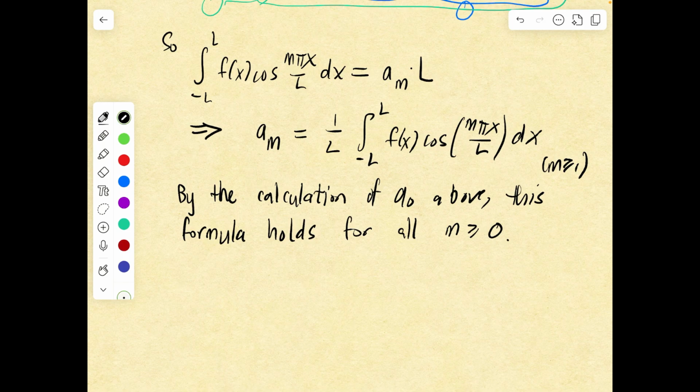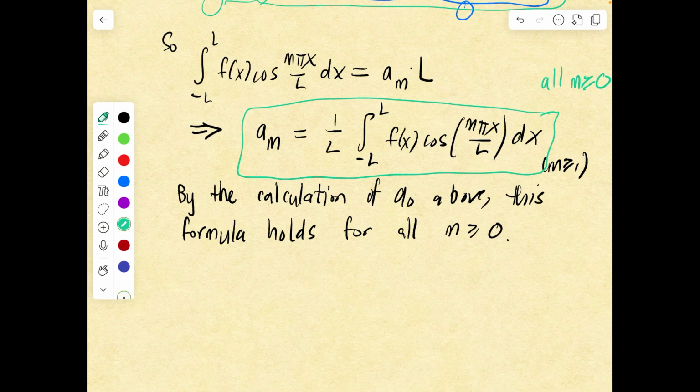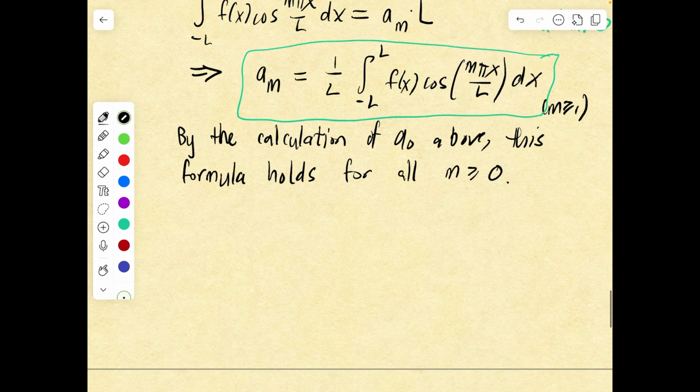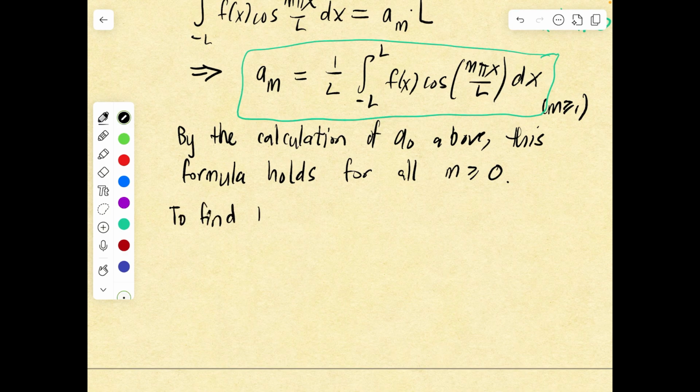This part is 0 for the same reason as in the calculation above, and so we just get 1 half times the integral of 1, which is equal to 1 half times 2L, and so that's just equal to L. This formula holds for all integers m greater than or equal to 0, not just m greater than or equal to 1. In other words, it also works for m equals 0.